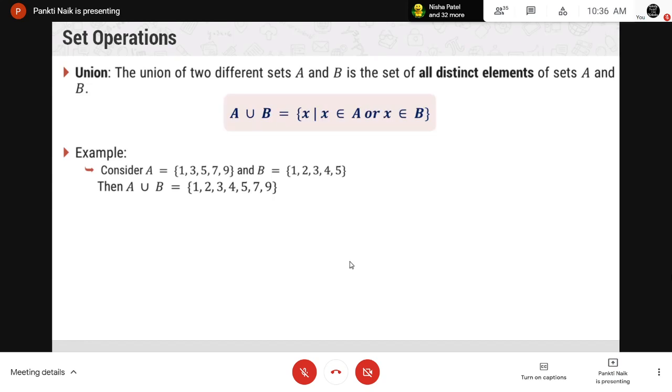So the union of two different sets A and B is the set of all distinct elements of set A and B. So union of two sets will be represented like this: A union B is equal to {X such that X is an element of A or X is an element of B}.